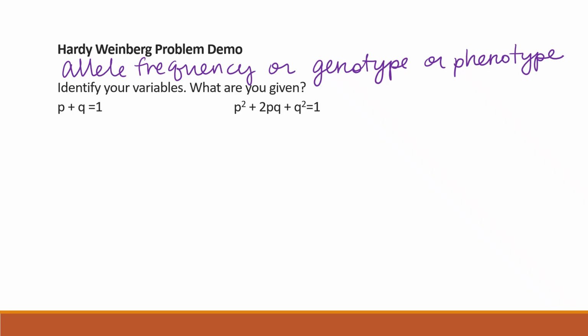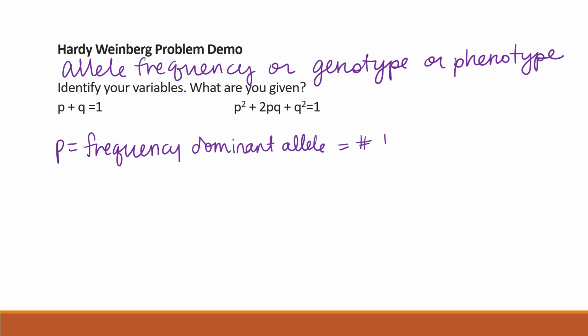For a really quick review of our variables, p is always going to be equal to the frequency of one allele. We'll say the dominant allele here. And that's going to be the number of dominant alleles divided by the number of total alleles in the population.